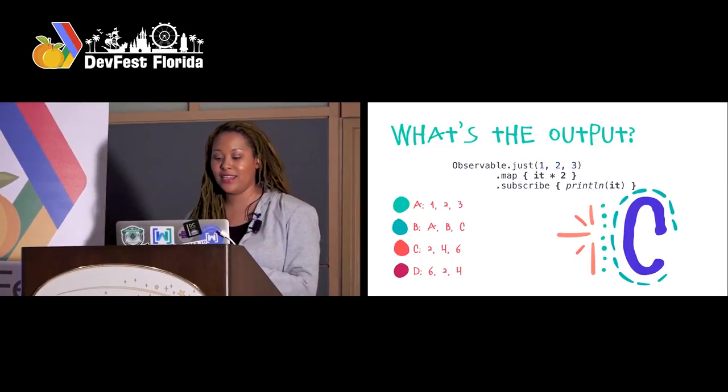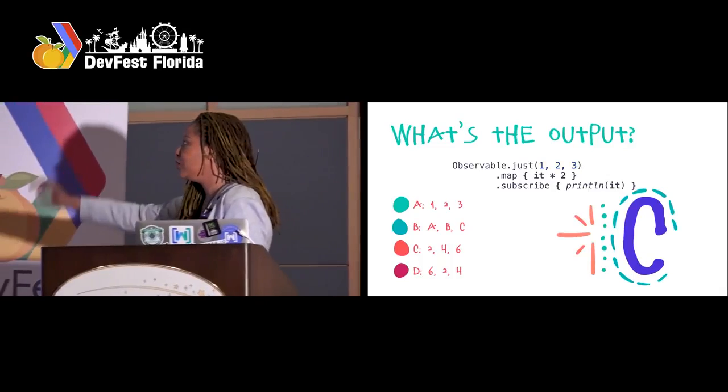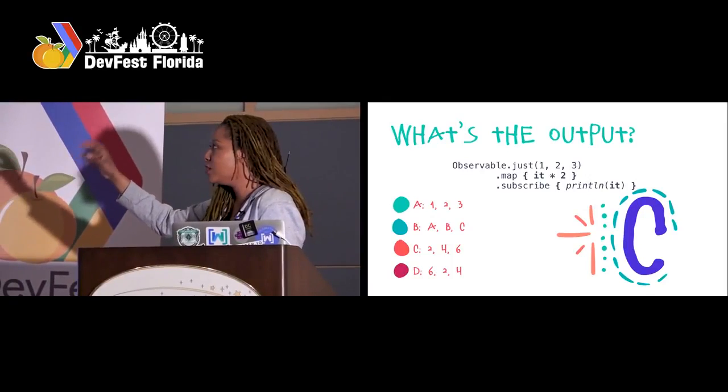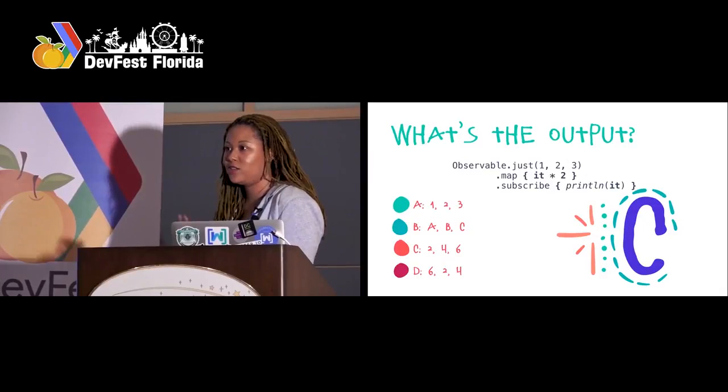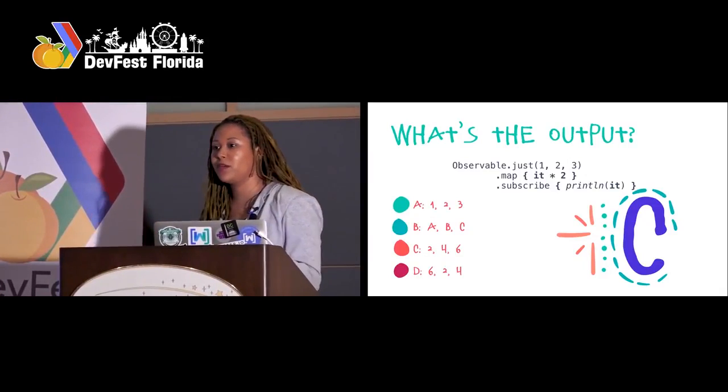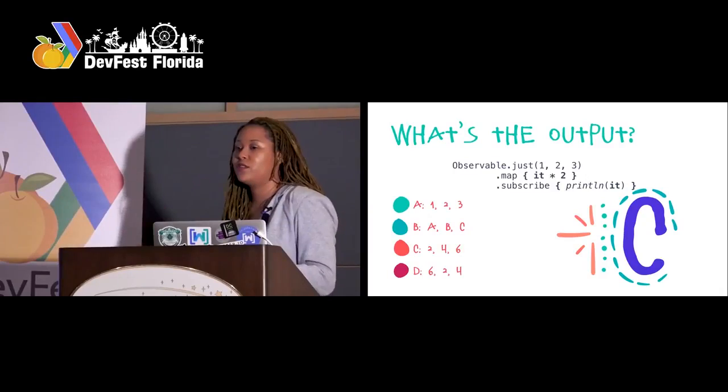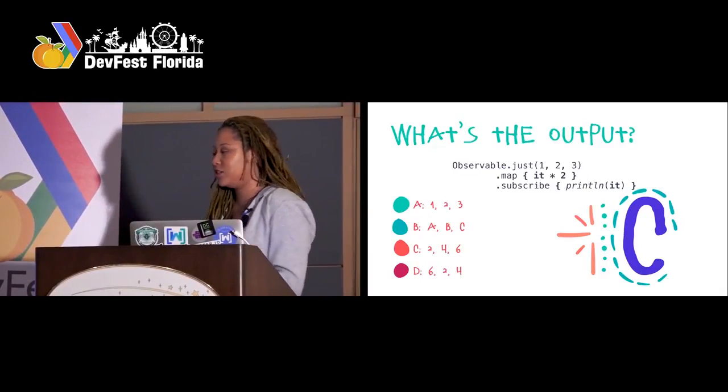Okay, right, it's C. Okay, now let's look at how we got here. We took 1 and we doubled it to get 2. 2 and we doubled it to get 4. 3 and we doubled it to get 6. Okay, and there's no sort of fancy things happening where some things are happening in parallel or it's on another thread. It's just some blocking RxJava code.